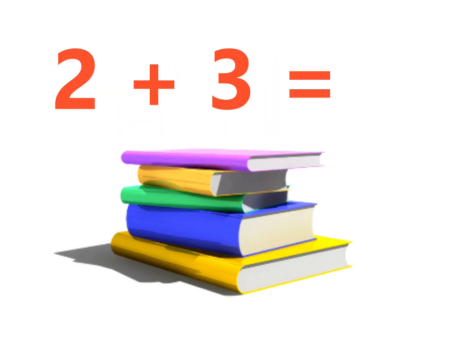Imagine you have 2 books and you borrow 3 more from the library. Now you have 2 plus 3 equals 5 books. Addition helps us find out the total when we add things together.